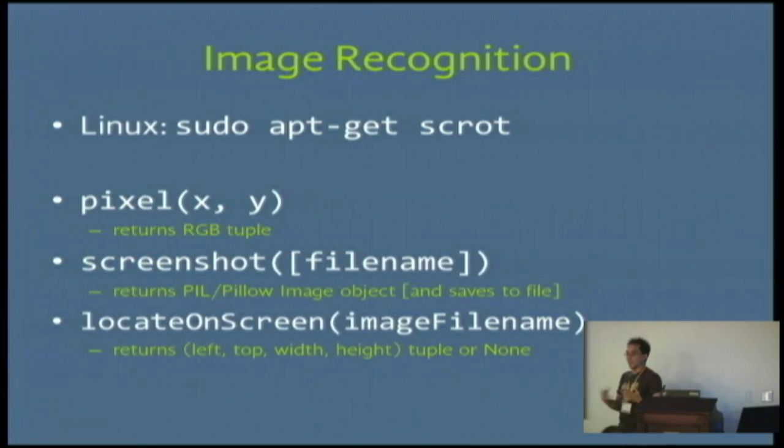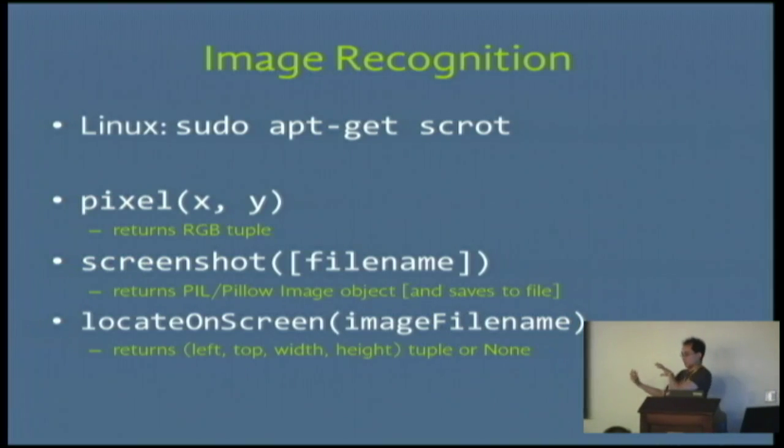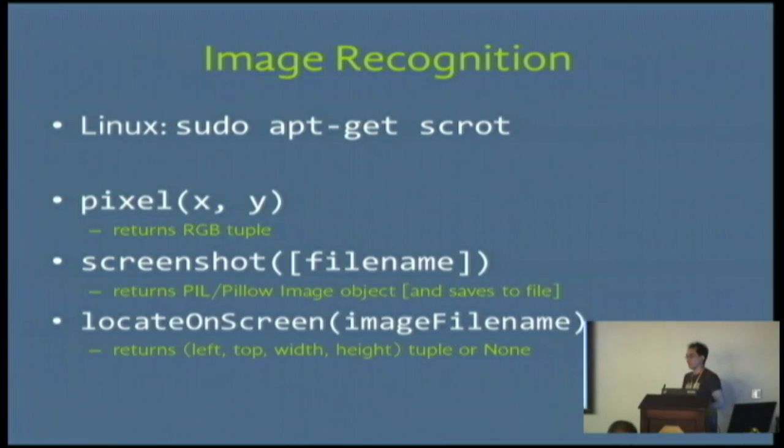You just pass it in X and Y coordinates, and it'll return an RGB, like a 3-integer tuple of the red, green, blue color values. So that's nice for a quick sanity check. If you want to click on a gray submit button, you want to make sure that that gray pixel is actually there so you know what you're clicking on. You can also take screenshots of your current screen, maybe pass it a file name if you want to save that screenshot to the file. This will just return an image object that you can use Pillow or PIL to modify.